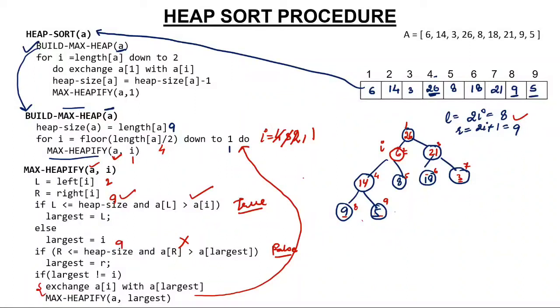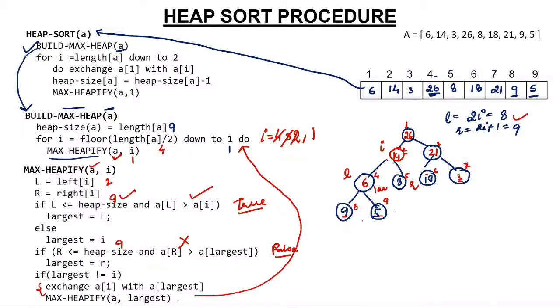What I'll do next? Again, L will become left of I. This will be L, and this will be R. I'll again compare with both the elements. Which is largest? This is largest. I'll exchange both of them. So what will happen? 14 will come here and 6 will come here.